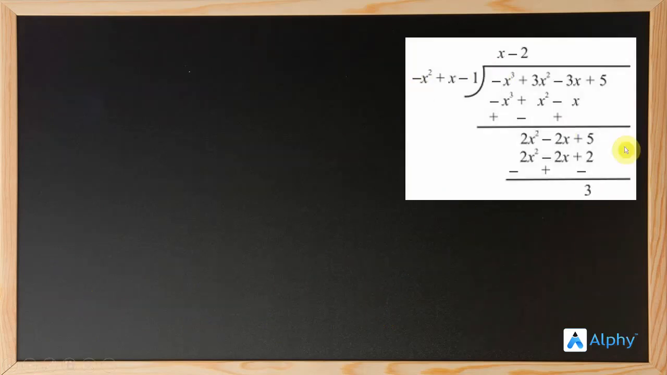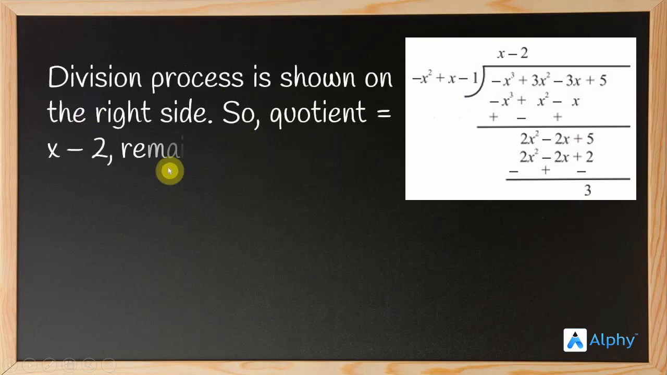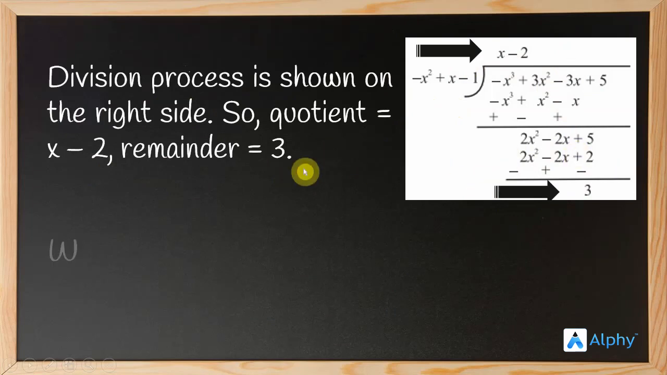So here in this picture, you can see that we have applied the division algorithm and the division process is shown on the right side. So the quotient is x − 2 and the remainder is 3. So x − 2 here is the quotient and 3 is the remainder. You can see that this arrow is pointing towards the quotient and this one to the remainder.